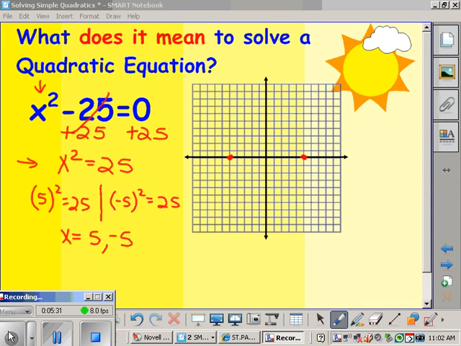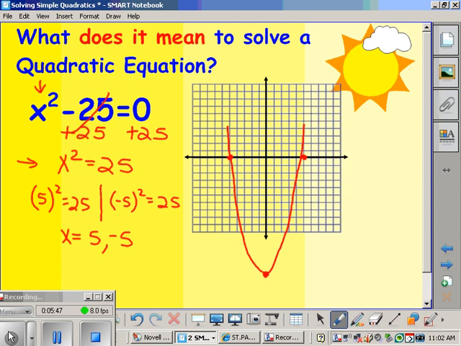Now for this particular graph, the vertex, or the bottom of it, is way down at (0, -25). So you couldn't even find that on the graph. It would be somewhere way down here, which is fine, because again, the point of solving it is more just to find the x-intercepts. Anything that you would have to graph would probably have a more reasonable vertex. But this is what this graph would approximately look like.